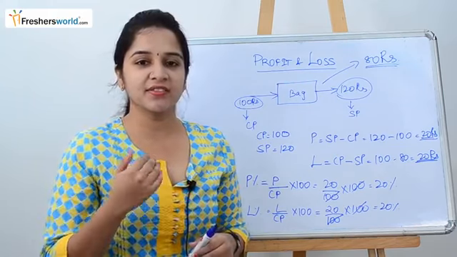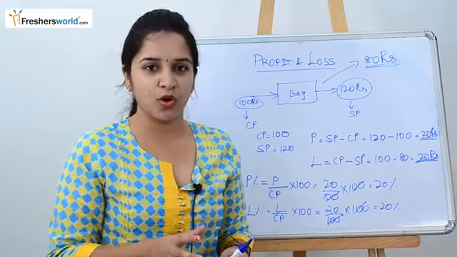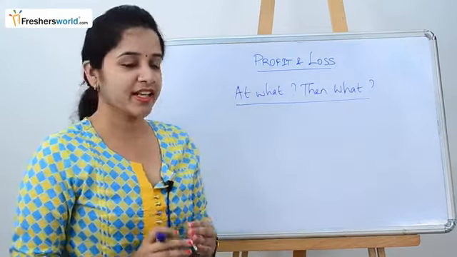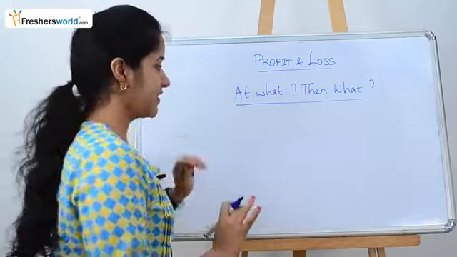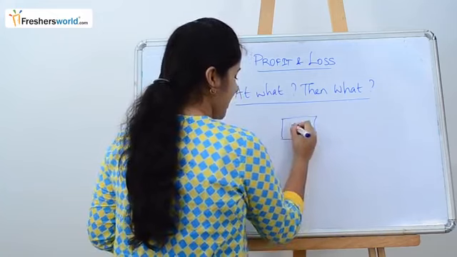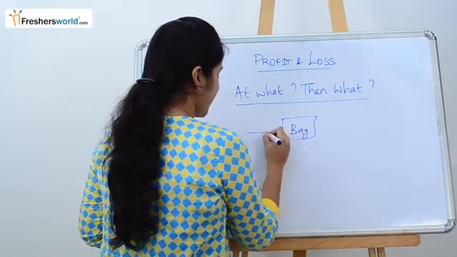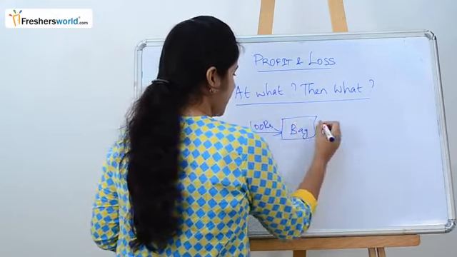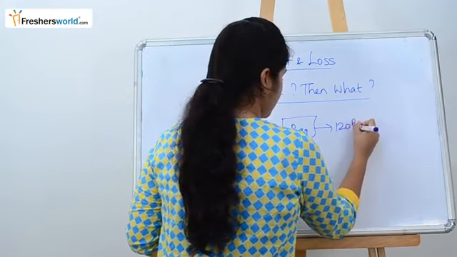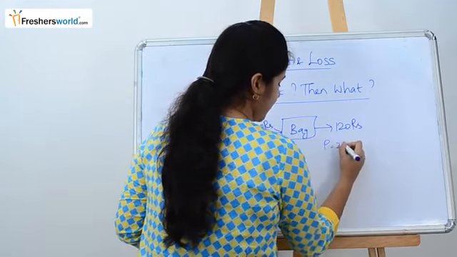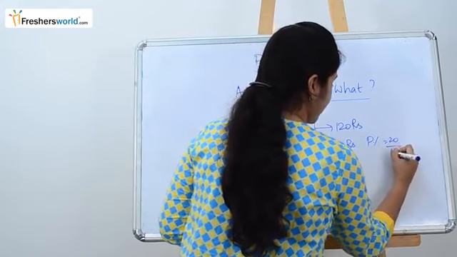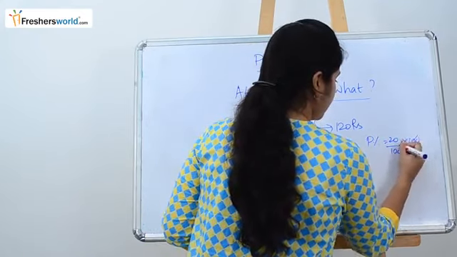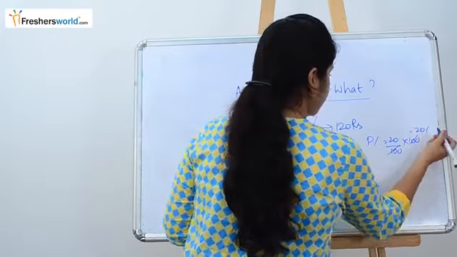So let's get started with another type of problem, which is the at-what-and-then-what problem. To understand this better, let's take another example. Let's take the same bag example. We are getting the bag at 100 rupees and you are selling it at 120 rupees. We know that the profit is 20 rupees. So we know the profit percent is nothing but 20 by 100 into 100, which is 20%.